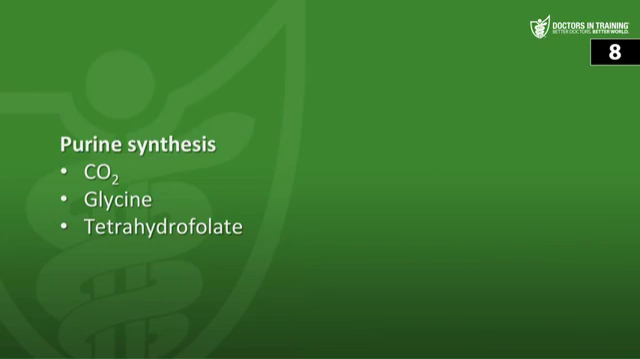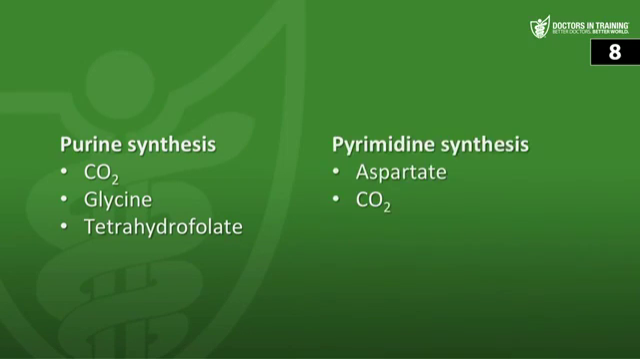Next question. What are the sources of carbon in the synthesis of purines? So we had CO2, glycine, and tetrahydrofolate are the 3 carbon sources. We also said you need aspartate and glutamine, but those provide nitrogen, not carbon. Then what are the sources of carbon in pyrimidine synthesis? Well, the carbons come from aspartate and CO2, and then glutamine is also necessary to provide a nitrogen in carbamoyl phosphate.